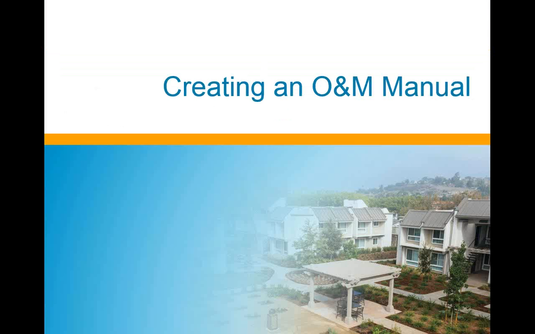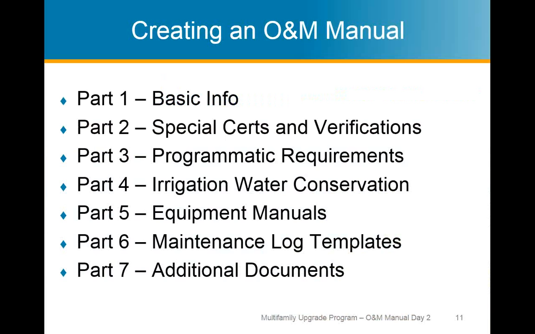So creating the manual, we've broken it up and went over this briefly last time too, but the 7 main categories of an O&M manual are here: basic info, special certs and verifications, programmatic requirements, irrigation/water conservation, equipment manuals, maintenance log templates, and additional documents. We're going to go through each one of these and talk about what they mean in more detail and how to best populate them going forward in a manual. And I'll refer back to this sheet between each section so we can see the context of where we are in the broader part of the manual.